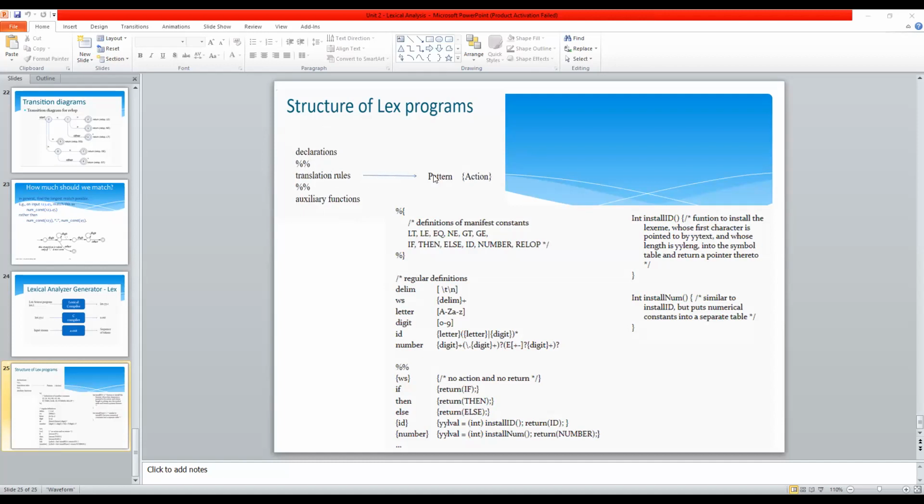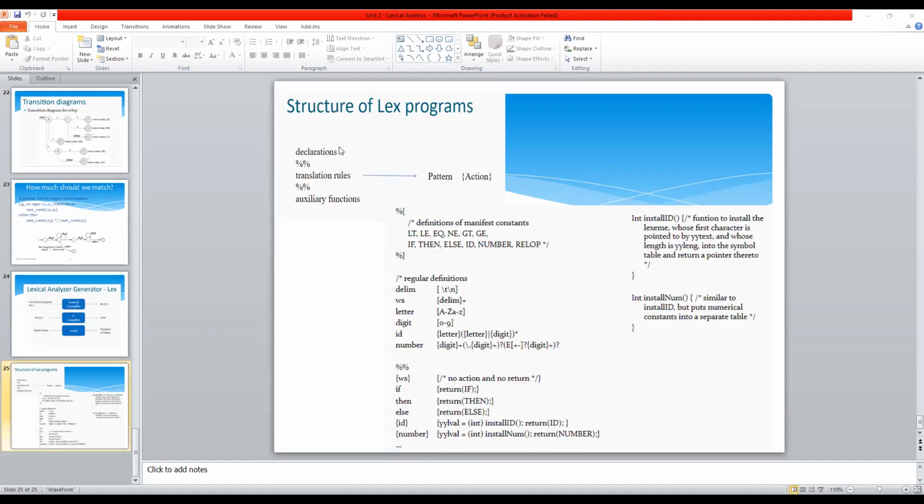These rules have a specific syntax. The syntax is, first you have to write pattern, followed by you have to write the action. If this pattern is found, what action to be carried out? So this is translation rules. Then the third section is auxiliary functions. Again, translation rules and auxiliary functions are also separated by means of double % sign. So syntax of the LEX program is like this.